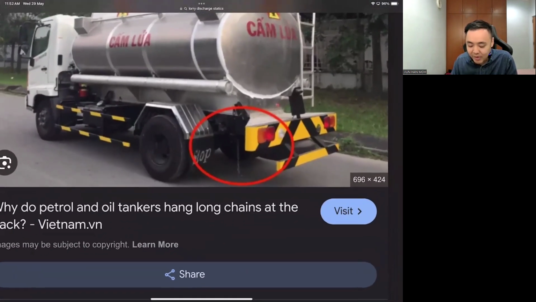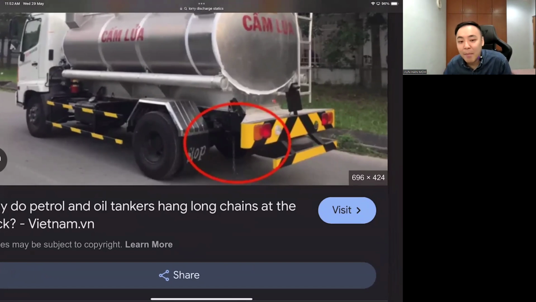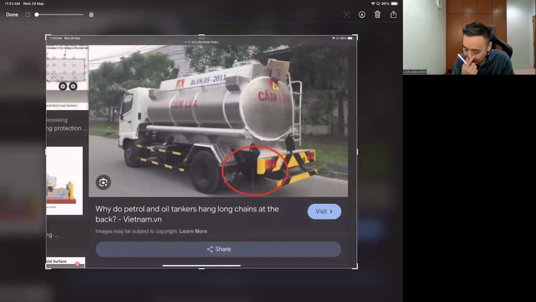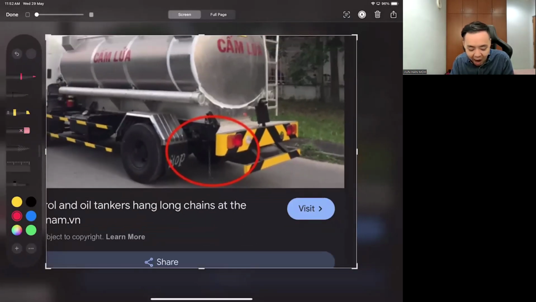Did you notice sometimes, behind some of the trucks, there will be a metal wire, a metal chain dangling down, touching the road? Have you seen this before? Or sometimes they like to hang some random things, like maybe a plushie or a toy. They just literally drag on the ground. Do you know what that metal chain is for?